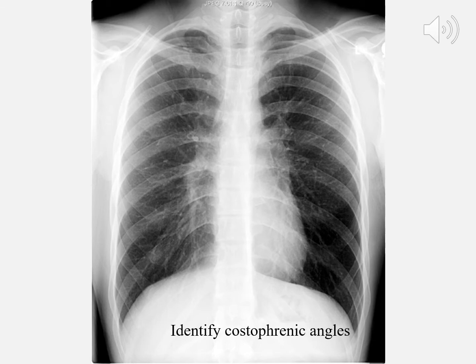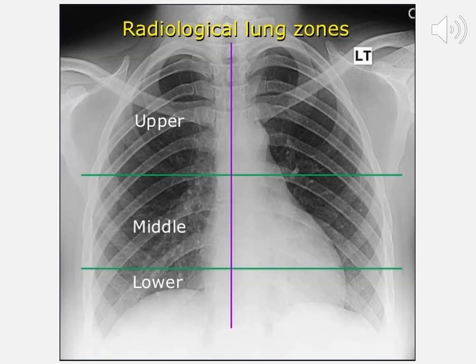On a plain film, or in radiologic terms, this is called a costophrenic angle. In anatomical terms, this is a costophrenic sulcus. But do you know where the costophrenic angles are? So this is radiologic lung zones, not lung anatomy, not lobes. These are zones, used as descriptive terms whenever describing an x-ray.